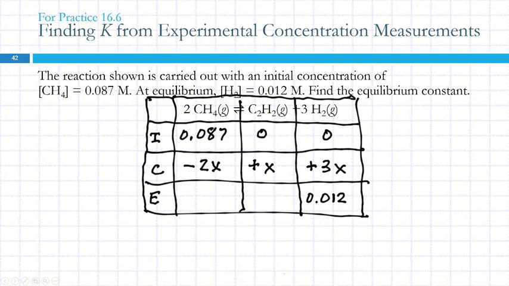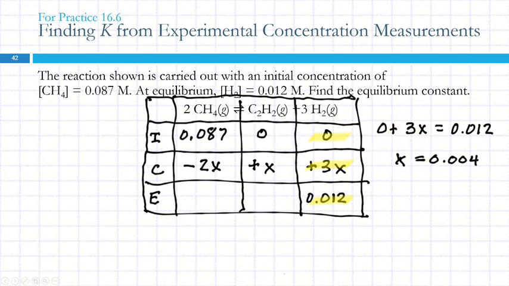Could we figure out what X is? Yeah, we can look at this one. So this is telling me that 0 plus 3X is equal to 0.012. So X is 0.004. You don't have to write that out. You can just do it on your calculator, do it in your head, I don't care. But this is how we figure that out.